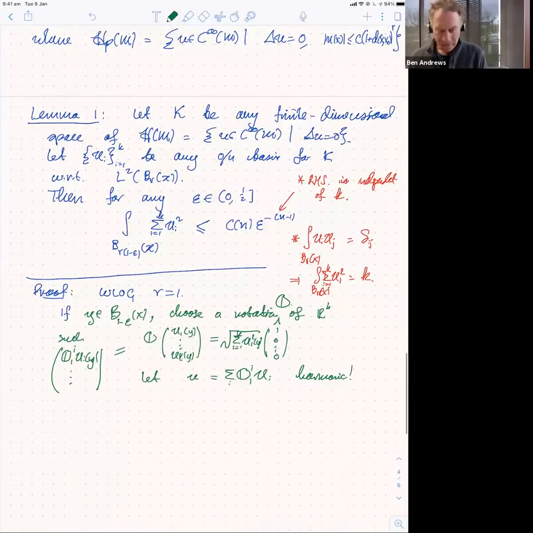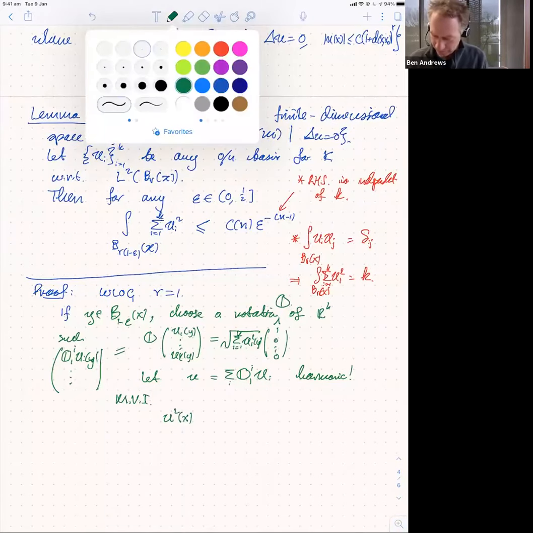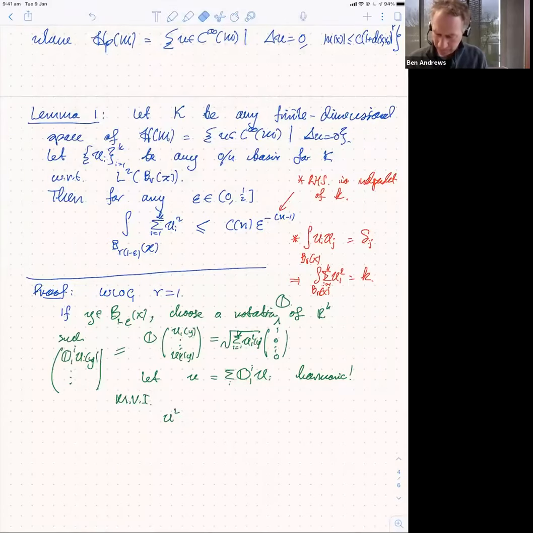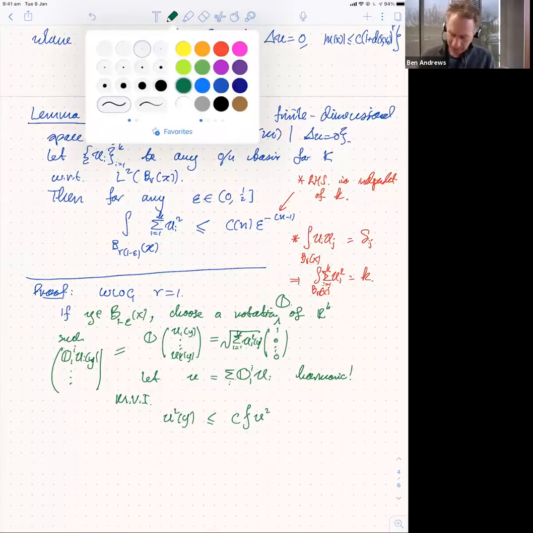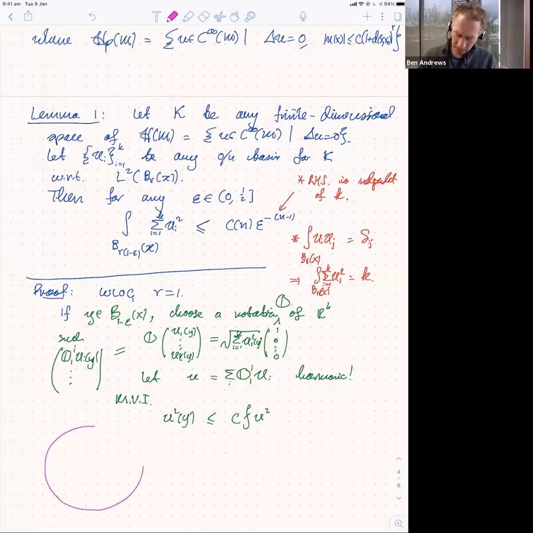Then the mean value inequality that is proved allows me to bound u squared at the center point, sorry, this is at y. I can bound that by some constant times the average over a suitable ball of u squared. And what's the ball? Let's draw a little picture here. Remember this ball of radius 1 about x, and sitting inside that, we've got a slightly smaller ball, radius 1 minus epsilon.